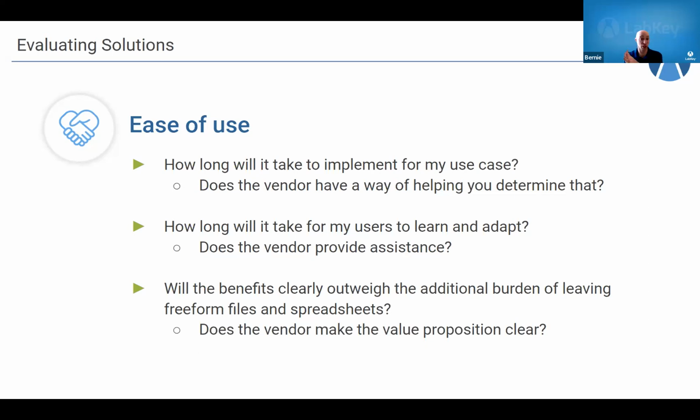And do the vendors you are considering understand that transition and make the value proposition for switching from those free-form files and spreadsheets clear? This is a question of trade-offs as well. The trade-offs being money, time, security, future utility, dependence on someone outside of your own organization, maintenance costs if you're doing something internally, and many, many more. So it's worth thinking about.